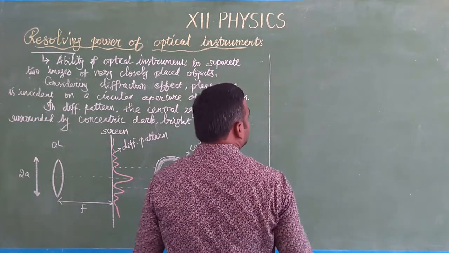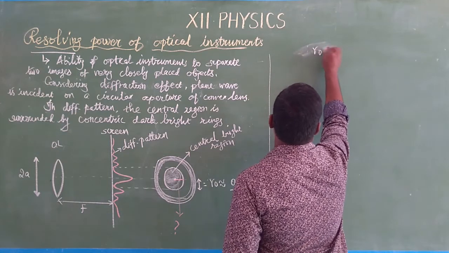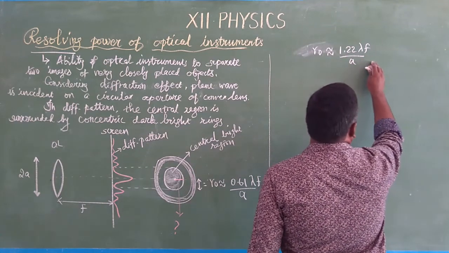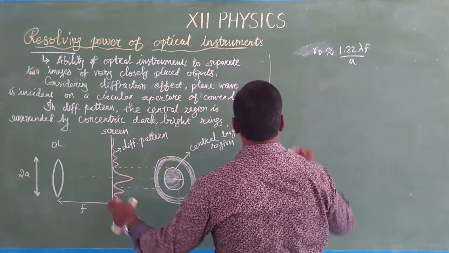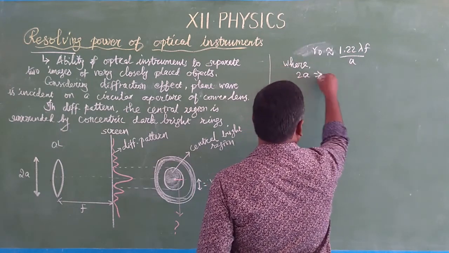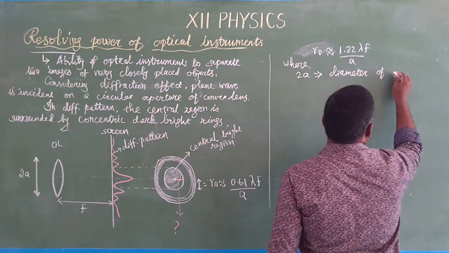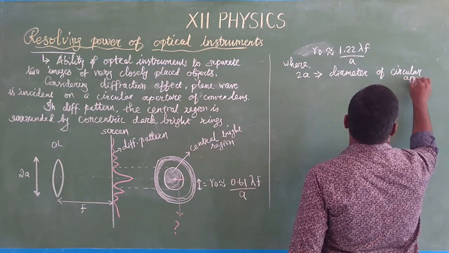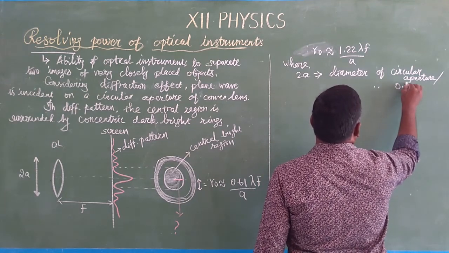Listen. So as we know, the radius of the central bright region, which is approximately equal to 1.22 lambda f by a. Okay, after substituting the values we will get, இப்போ நம்ம என்ன பண்ண போறோம்னா இதுல வந்து 2a இருக்கு. What is the 2a in this diagram? Where 2a represents the effective diameter of the circular aperture, or it is the diameter of the objective lens.